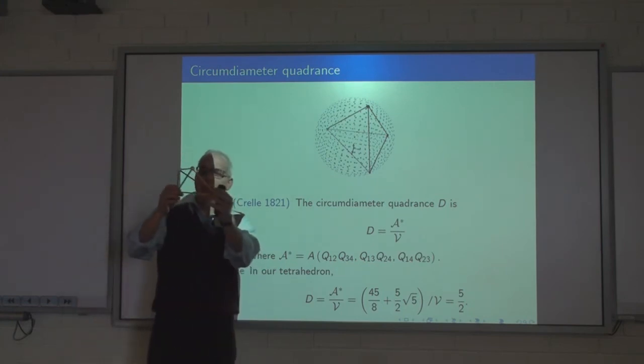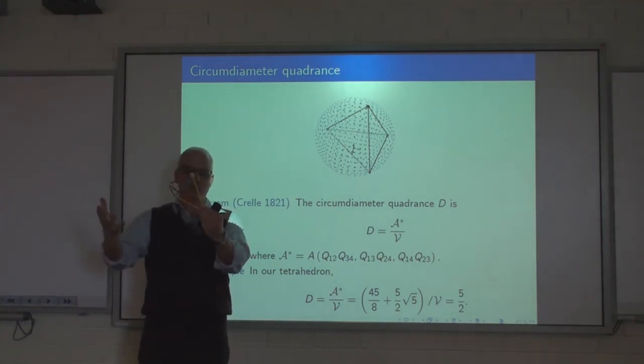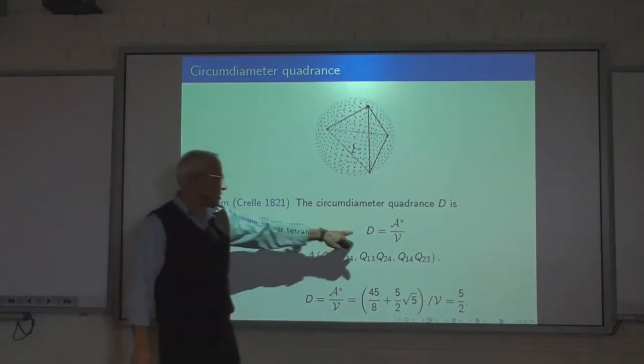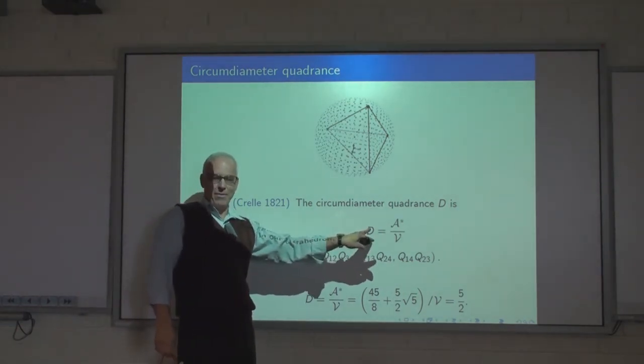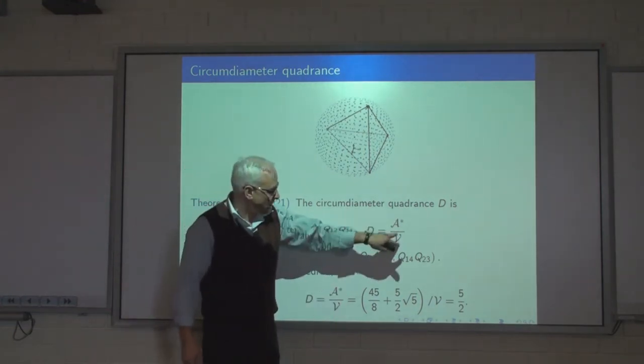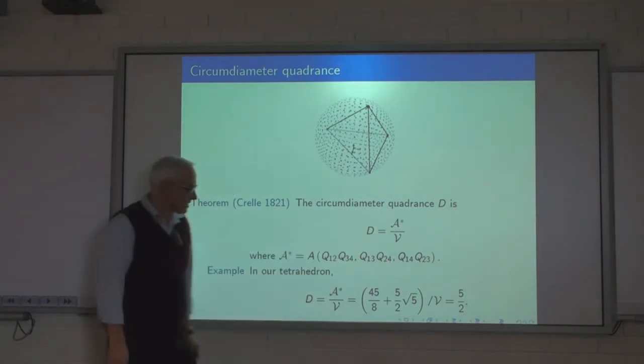that if you're interested in the sphere that goes around the 4 points, how big is that sphere? What is its diameter? It's a natural question. So this is not the diameter, this is the square of the diameter, okay, because we're working with quadrances. And the formula is that it's A star over V. V is the quadrance as before. And what is A star?